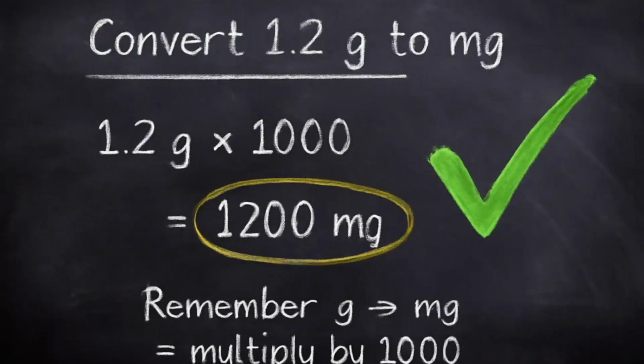Ready for the answer? Let's solve this together. To convert 1.2 grams to milligrams, we multiply 1.2 by 1,000, which gives us 1,200 milligrams. If you got this answer, excellent work. If not, don't worry, these conversions become easier with practice.